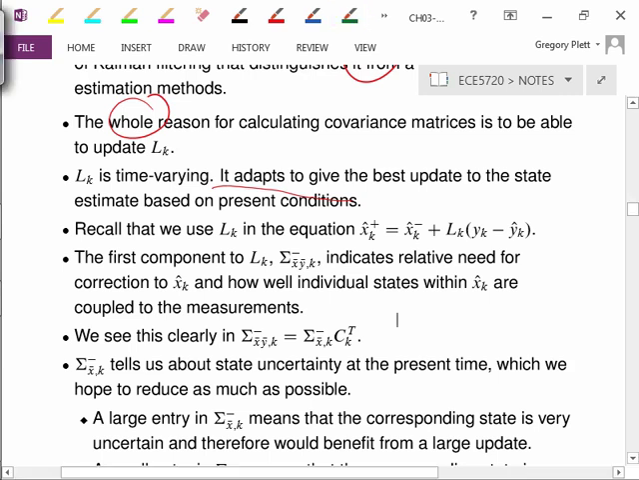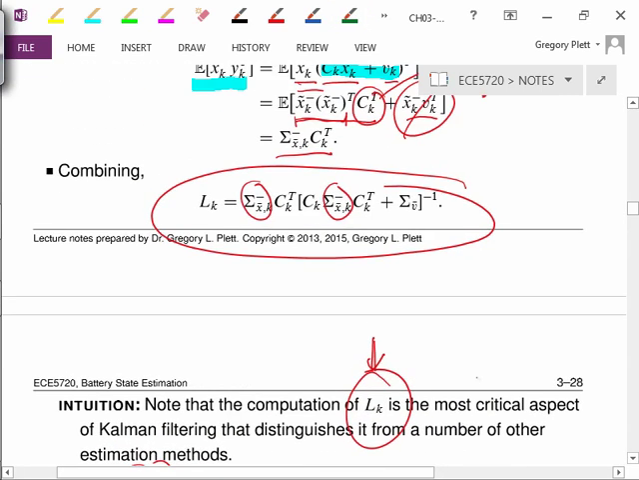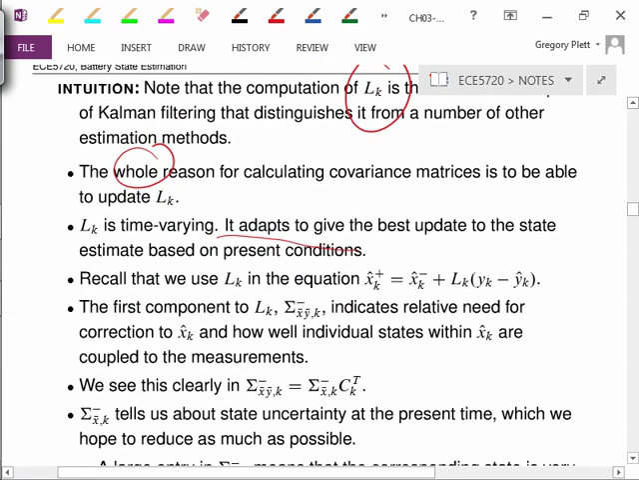Breaking L down, we're thinking of L here in two parts. This is the first part, and then this is the second part. So the first part is the cross covariance between x and y. And that's this. It indicates the relative need for correction to x, as well as how much information the output measurement contains regarding the individual states in x. And we see that in the linear filter by the form of how we compute that matrix.